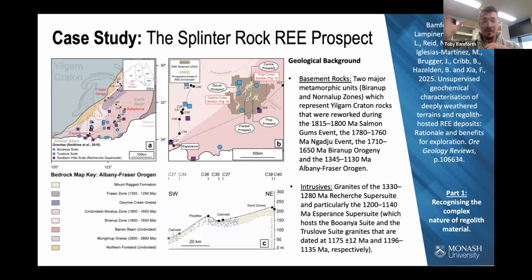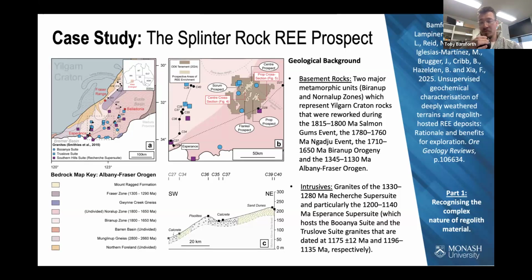I'm going to really quickly gloss over the geology of the Splinter Rock area. There's huge amounts of publications been written on this. A lot of you might already be familiar with it. Basically, Splinter Rock sits in the Albany-Fraser orogeny, which sits on the edge of the Yilgarn Craton. During the formation of the Albany-Fraser orogeny, or shortly thereafter, there were intrusive granites that came through, and those are the granites that we're looking at in this case study.